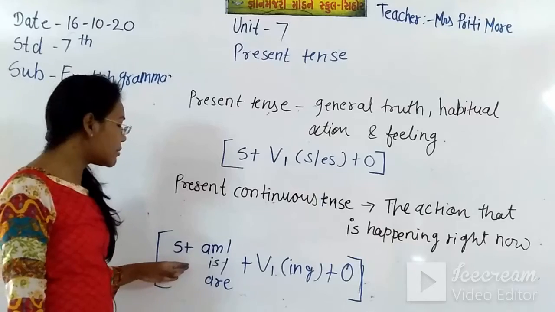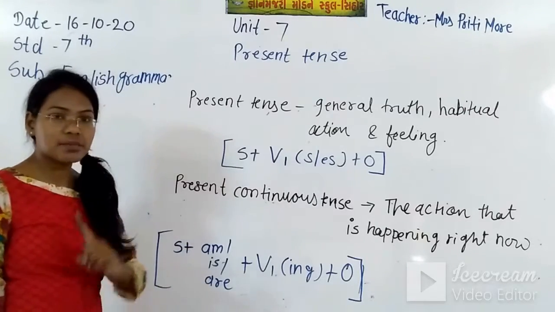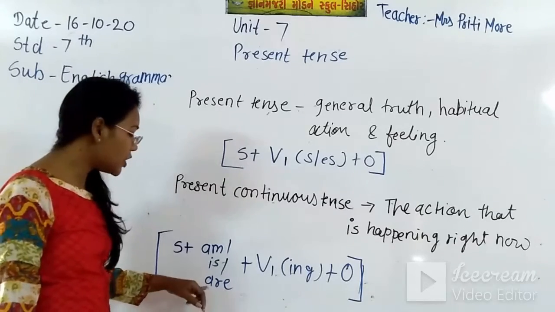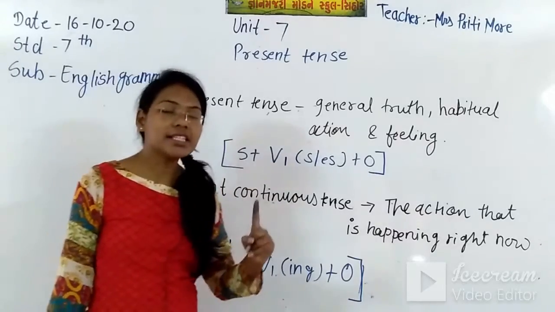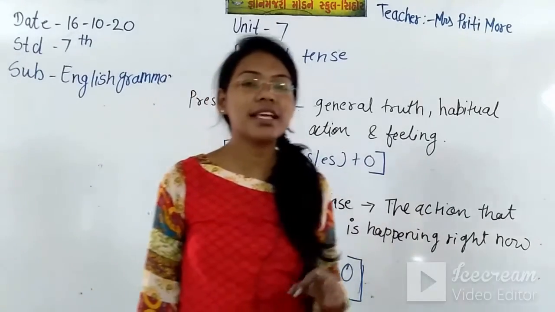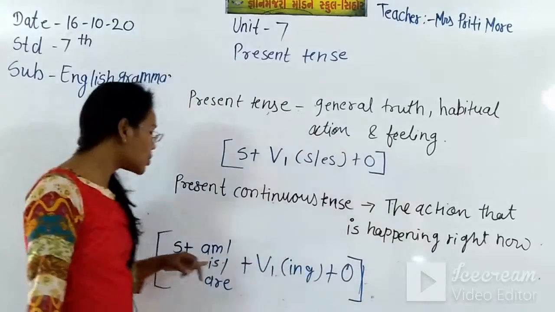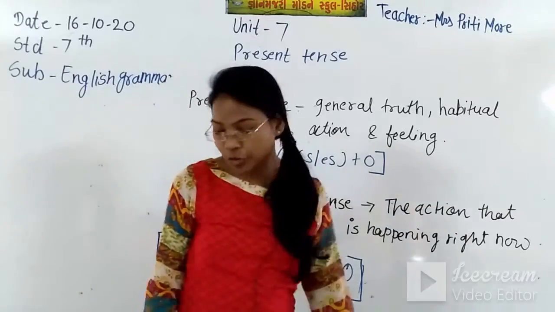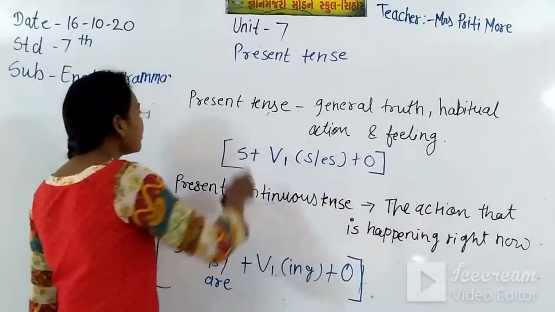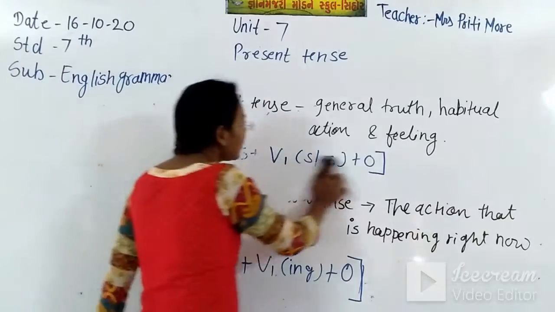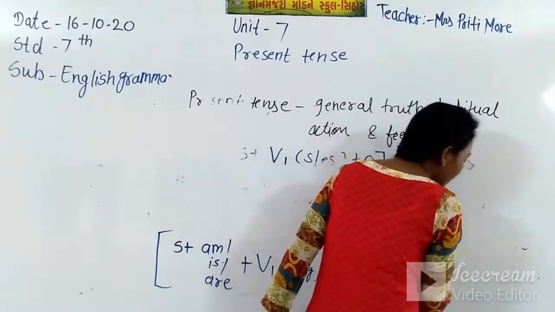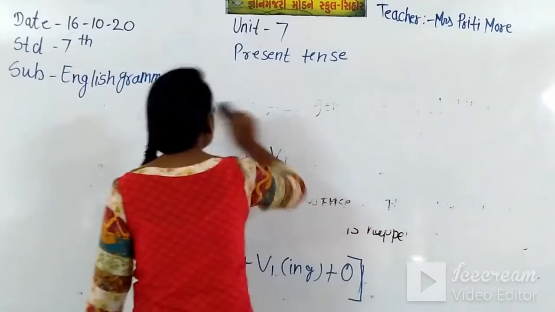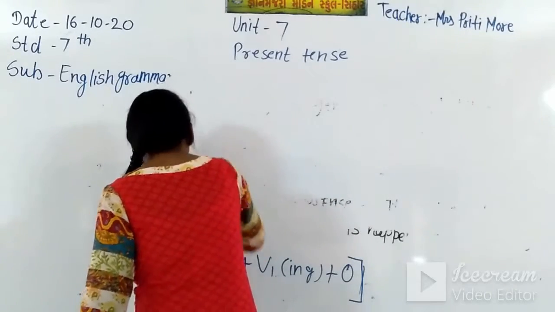And the formula is subject plus am, is, are. When the subject is singular, that time we use is. When the subject is plural, that time we use are. And when I is there, I is singular but this is the exceptional case, where we use only am, plus V1 ing plus object. Now let's see today's practice exercise B. I just wrote this for brief knowledge and for revision only. Now let's complete practice exercise B.